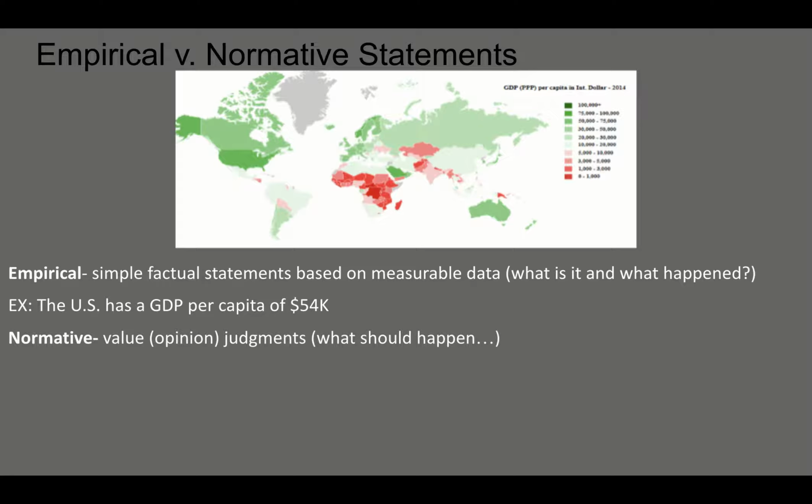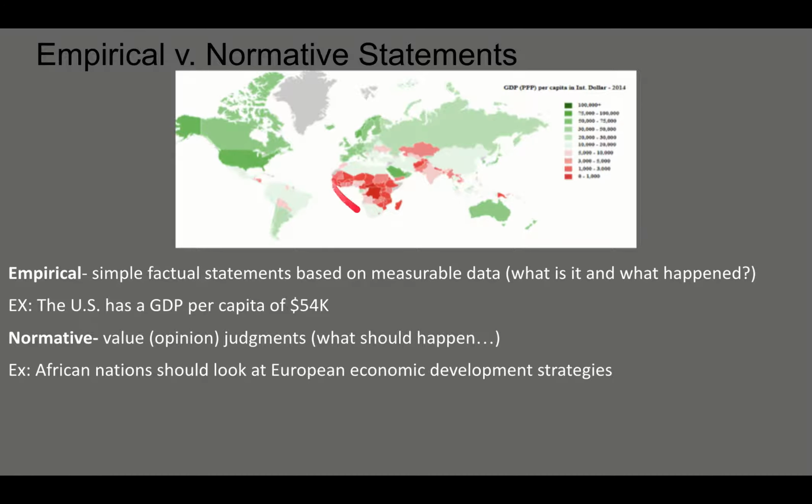Normative statements are value or opinion statements where you're putting your judgment on the data we know, like this is what should happen. You could say African nations should look at European economic development strategies to get themselves out of the red zone. Because look, there's a concentration of higher GDP per capita up here in Europe. If Africa wants to see this, they should follow or mimic what Europe does.